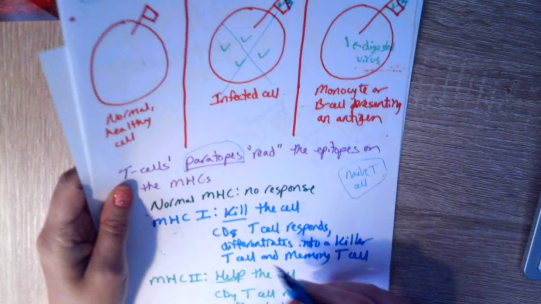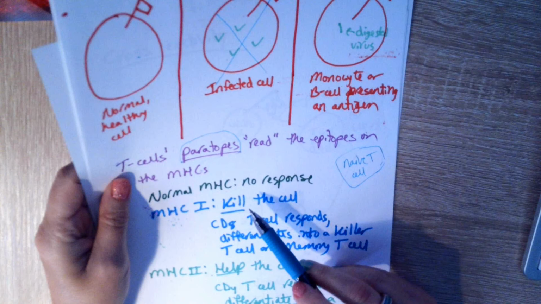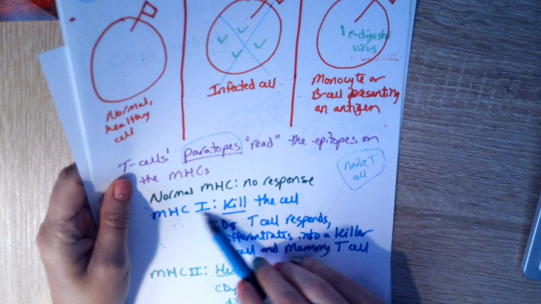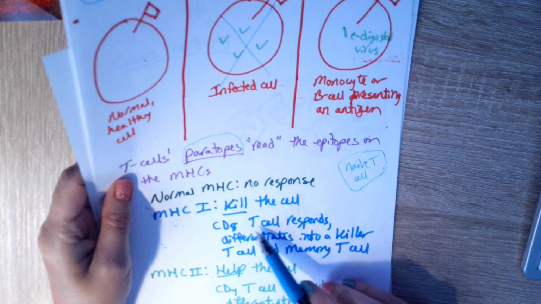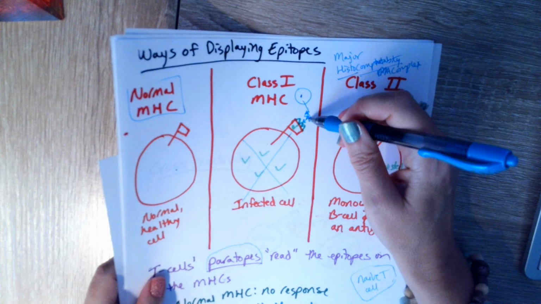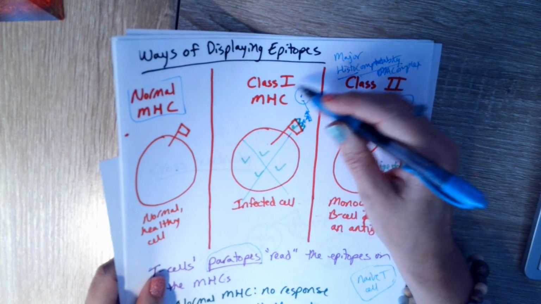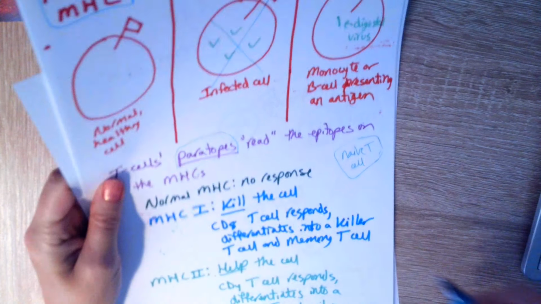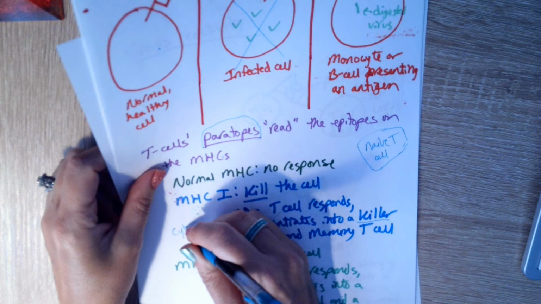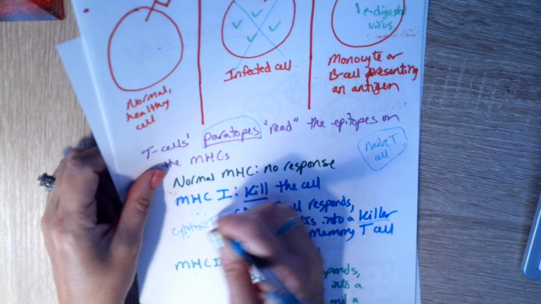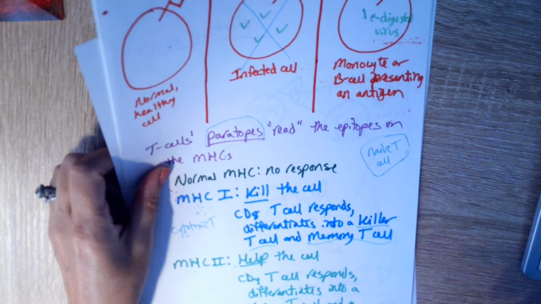So remember we said that the T cells could be either CD4 or CD8s. The CD8s react to the MHC1, and you want to kill that cell. So when this paratope binds to the epitope, this T cell is going to differentiate, and it turns into a killer T, which is also called a cytotoxic T cell, and then a memory T cell.